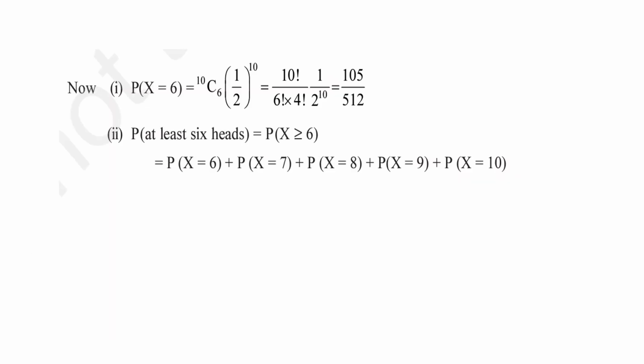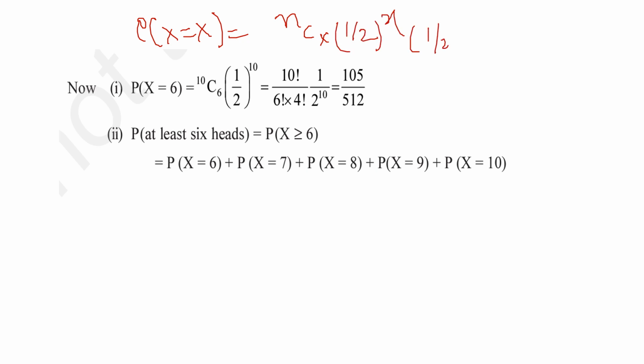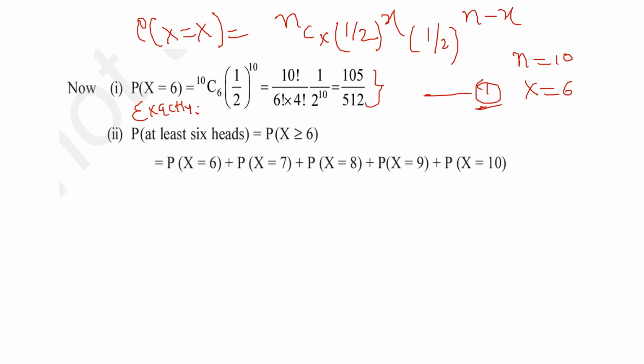Now we will use the formula. Here n equal to 10 and x equal to 6 for the first case. So in the first case, we want exactly 6 heads. So we'll put all values and ultimately we'll get 105 divided by 512.